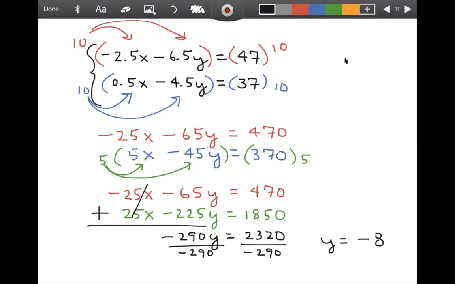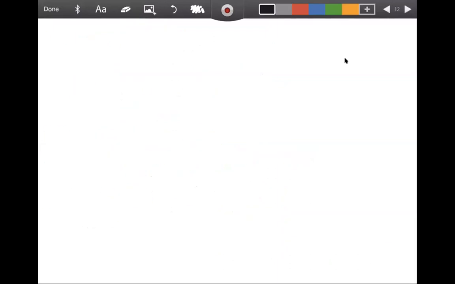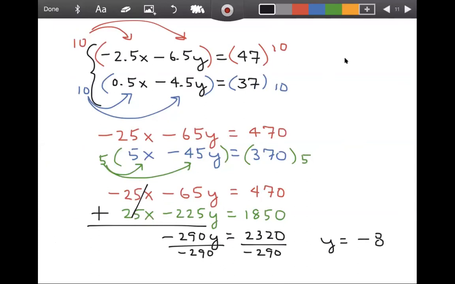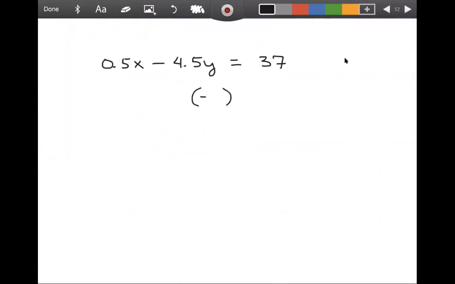All right. So now substituting that into one of the original equations, I'll go with the second one, which is 0.5x minus 4.5y equals 37. Double check to make sure I remembered that correctly. And we think y is negative 8. So we have 0.5x minus 4.5 times negative 8 equals 37. Negative 4.5 times negative 8 is positive 36.